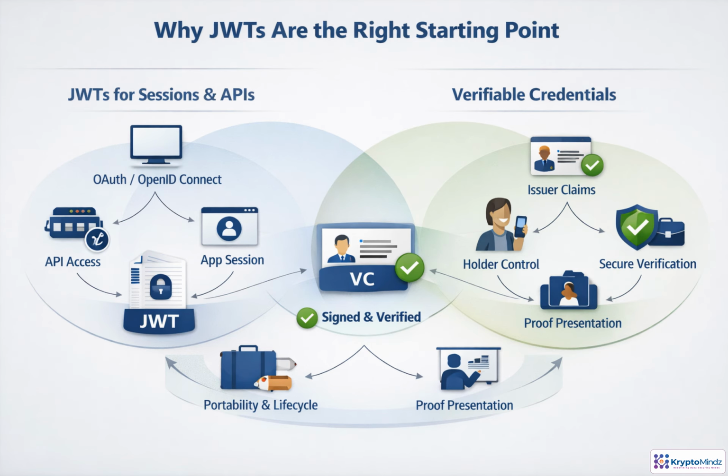JWTs are a useful bridge because they already teach three core ideas: claims, signatures, and verification. In sessions and APIs, a JWT usually proves something within one application context, such as access or login state. Verifiable credentials use similar trust mechanics, but the model shifts. The issuer makes claims about a subject. The holder can carry those claims elsewhere, and verifiers can check them independently, with more attention to lifecycle, presentation, and user control.